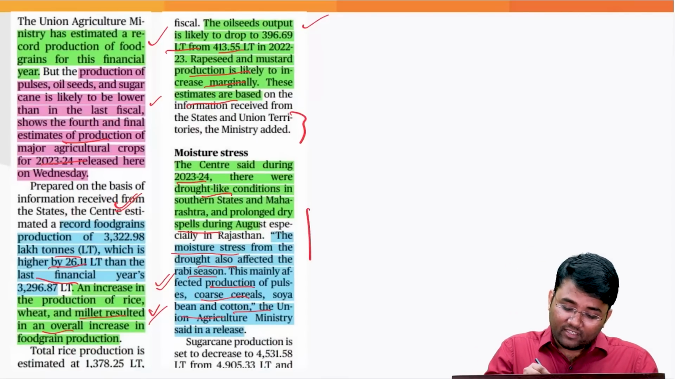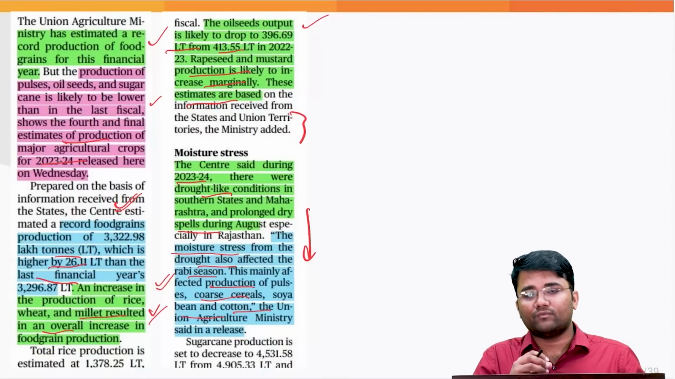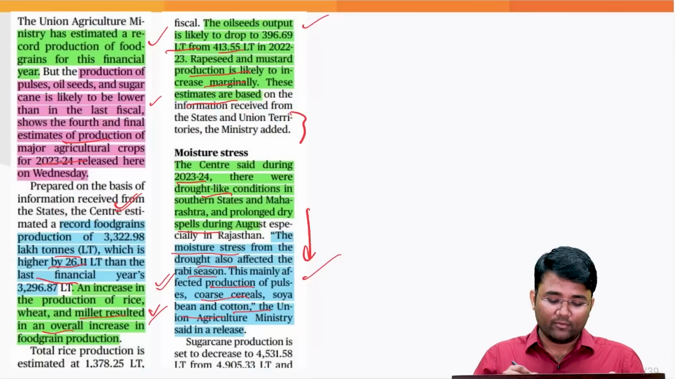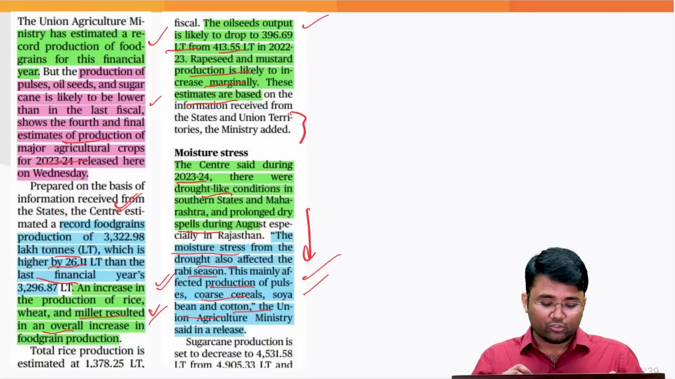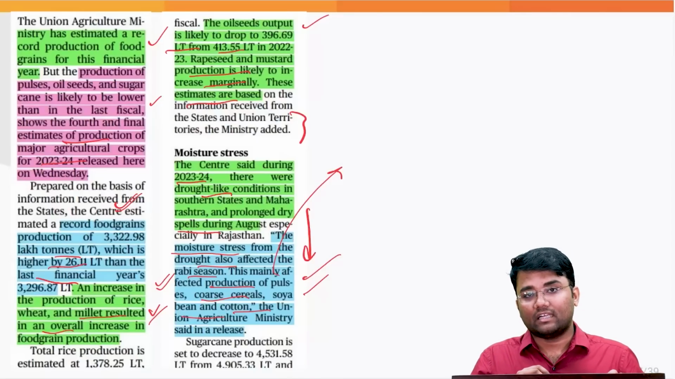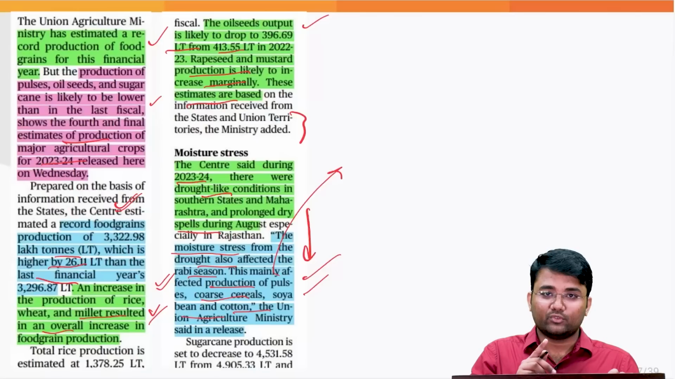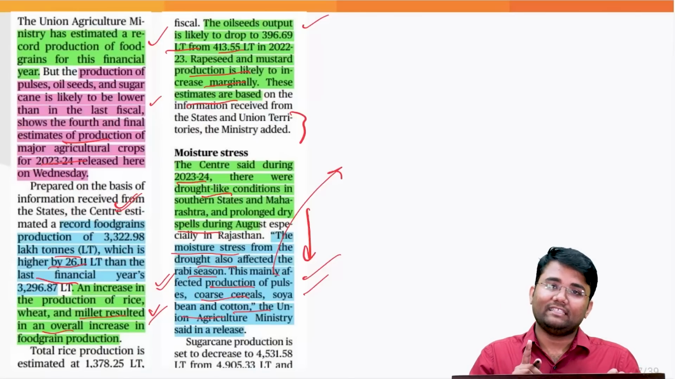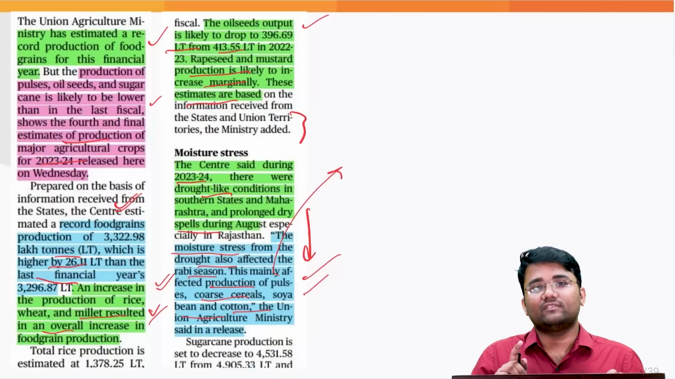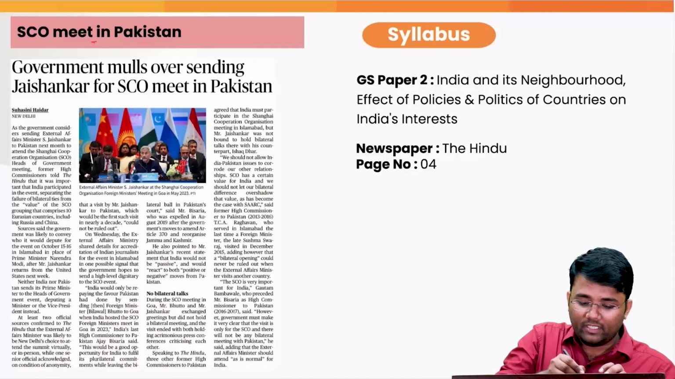And due to this reduction in some of these major crops, we might need to import these crops. Also notably, you should be aware of this fact that India is the highest producer, highest importer, as well as highest consumer of the pulses.